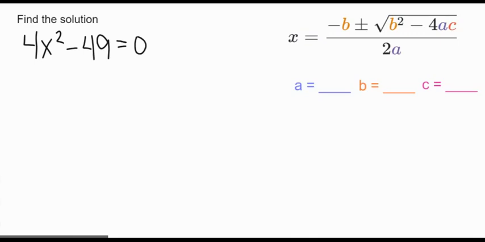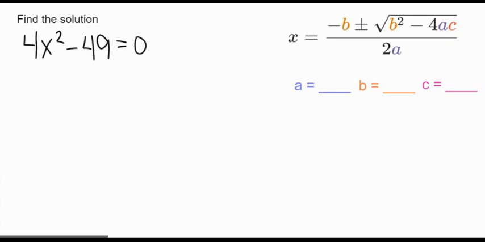All right, we're going to take a look at how to solve this equation using the quadratic formula. Now, yes, this equation can be factored, but we're not going to do it that way right now. We're going to use the quadratic formula. To get started, we need to find out what A, B, and C are.